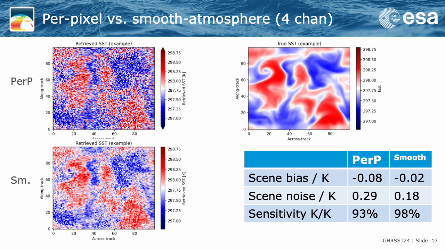You've seen the picture on the top left before. This is the 4-channel per pixel optimal estimation result. Below it is the smoothed version, in which the variability in true SST that's also shown is much more cleanly resolved than in the per pixel version. You can also see in the table that the scene level noise across this particular example is significantly reduced by about a third. And the sensitivity to real variations in SST in Kelvin per Kelvin is almost 98%, which is very close to the target we would like of a 1-for-1 sensitivity to sea surface temperature variations.